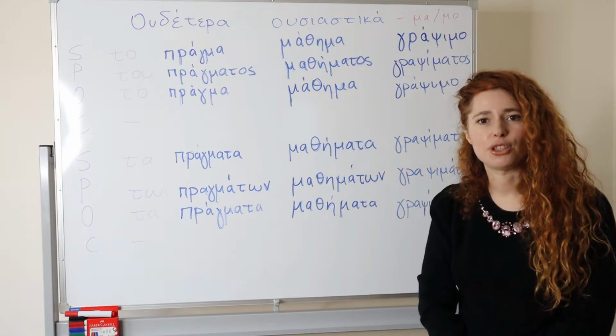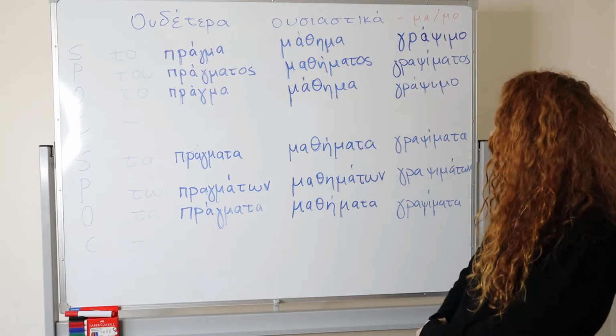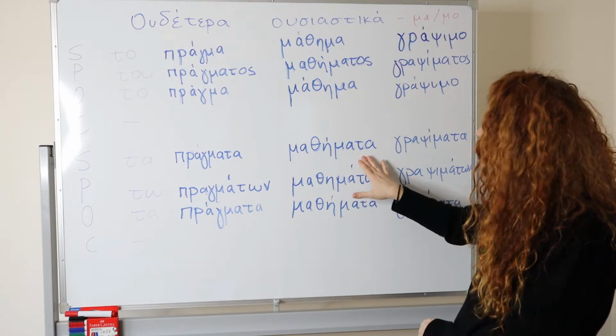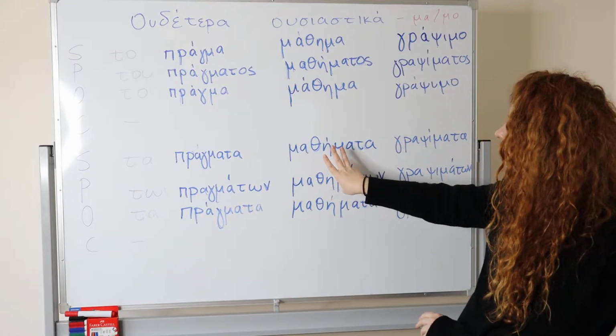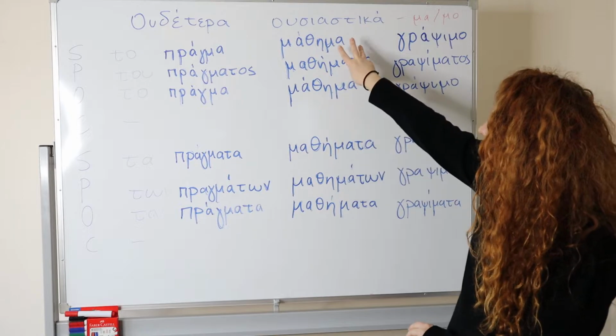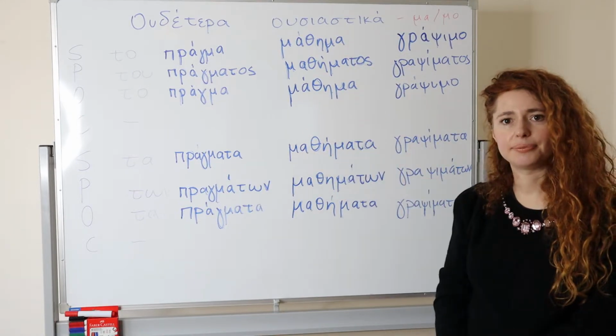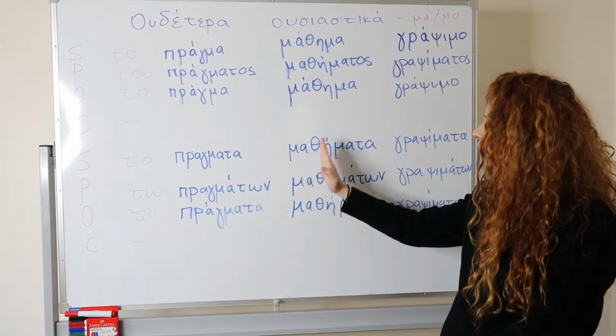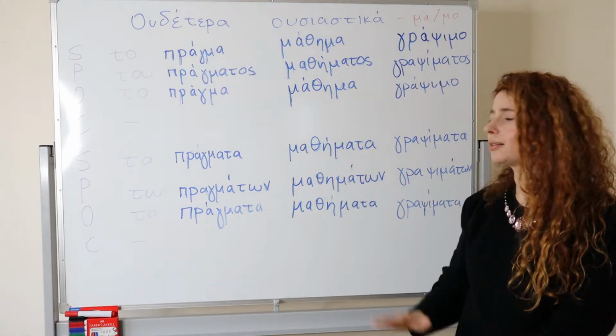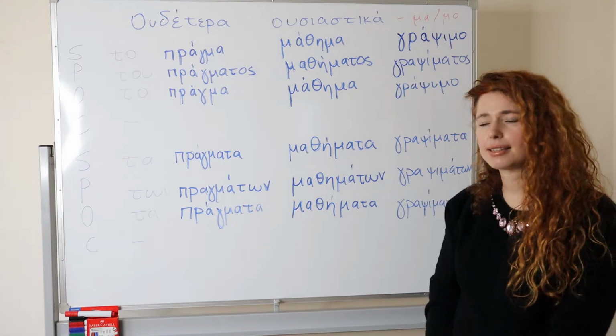Ta mathimata, the lessons, as a subject, we have an extra syllable at the end, and because it's a 3-syllable word and becomes a 4-syllable word, we're dropping the accent from the 4th syllable to the third one from the end. Ta mathimata, the lessons, as a subject.